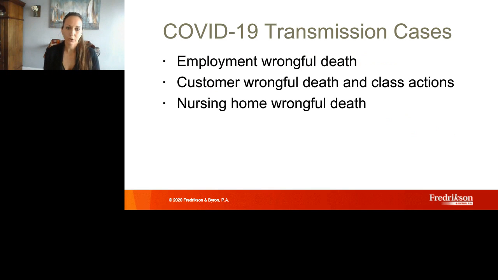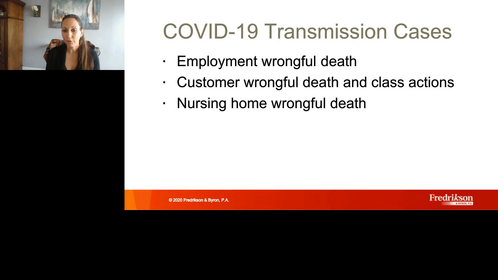So there's generally 3 types of cases that have been trending nationally. First is employment wrongful death cases. So if an employee receives a transmission of COVID at the workplace, so from another employee, and then the employee who contracts it ends up dying, we're seeing some wrongful death lawsuits against the employer. And I'll give a couple examples.